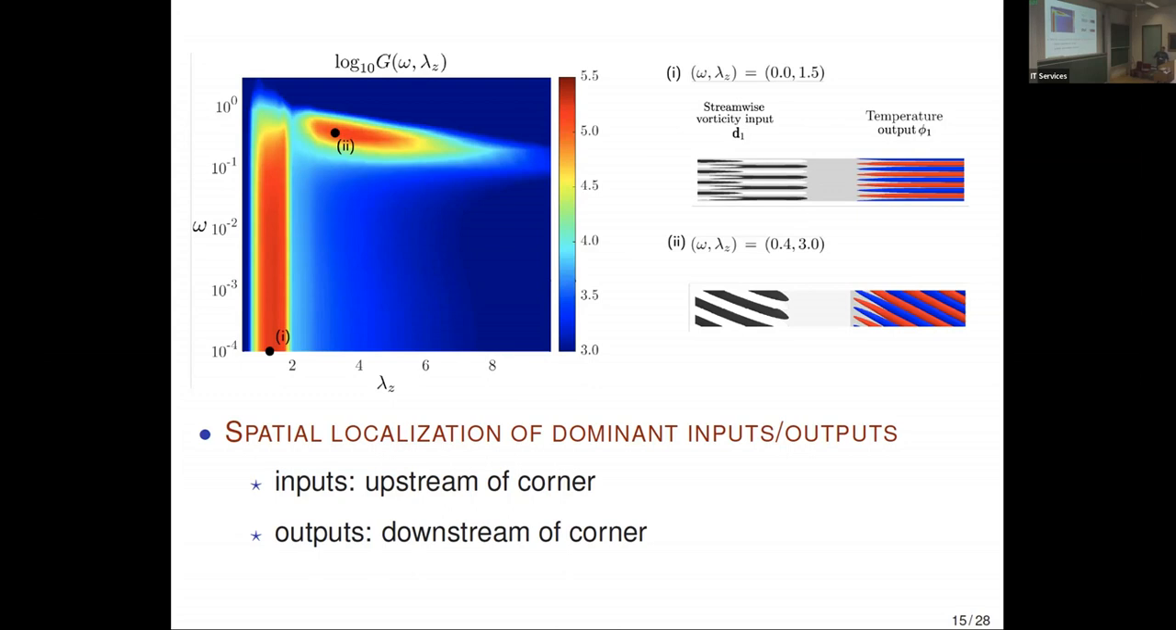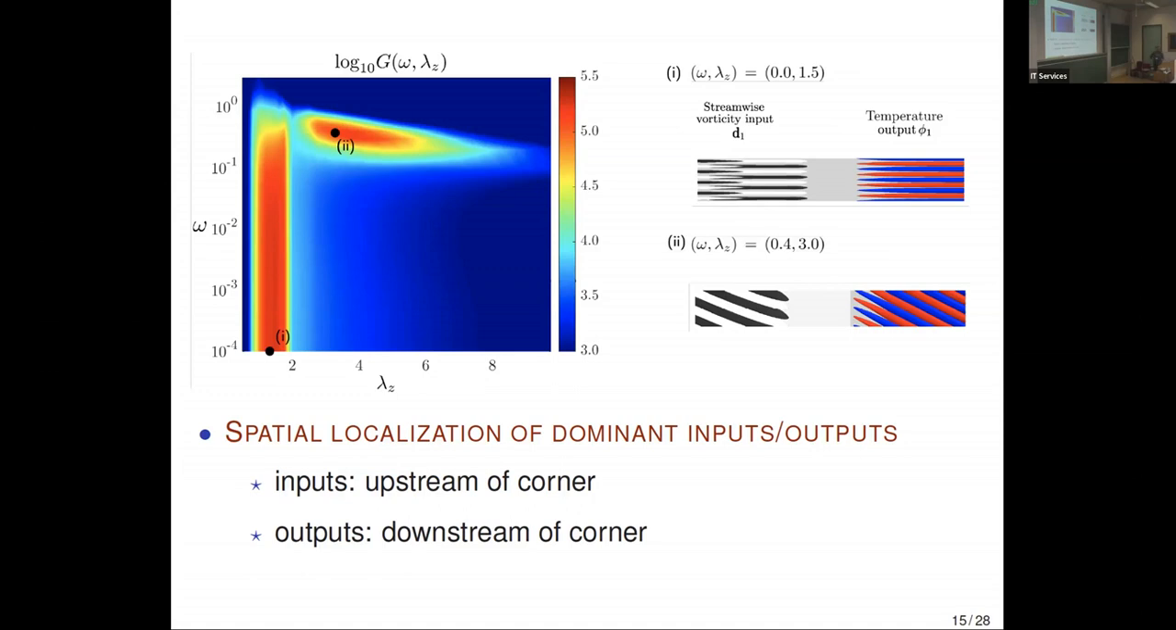It's also instructive to take a look at the dominant input-output pairs. If you take a look at the spatial structure of the inputs that are causing this largest amplification for this point and this point, they take the form of streamwise vorticity inputs, which are localized upstream of the corner. This is the most effective way to trigger your double-wedge flow, and the corresponding response is actually downstream of the corner. I would like to highlight that we haven't made any a priori restrictions here on where input should enter and where we are paying attention to outputs.